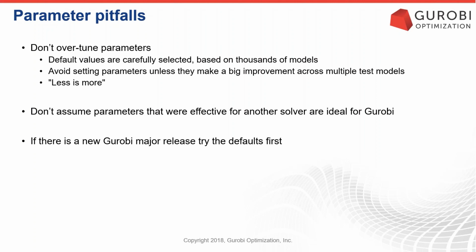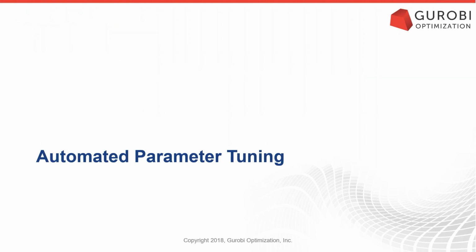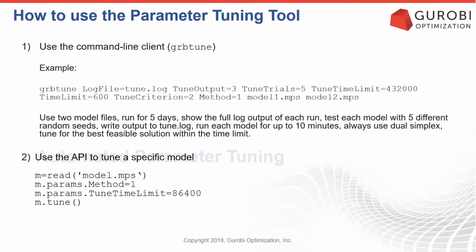All right, so let's move over to our third and last section, which is automated parameter tuning. What can you do to let Gurobi determine a good set of parameters for your model? The parameter tuning tool is a part of Gurobi. It's included within your default installation and you can use it right away. And there are two main ways to use it.